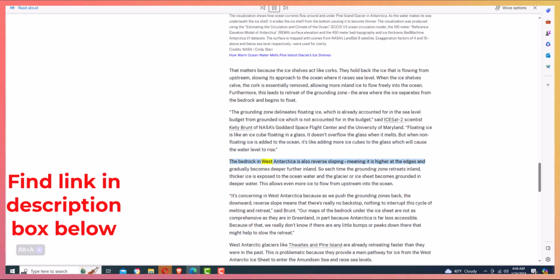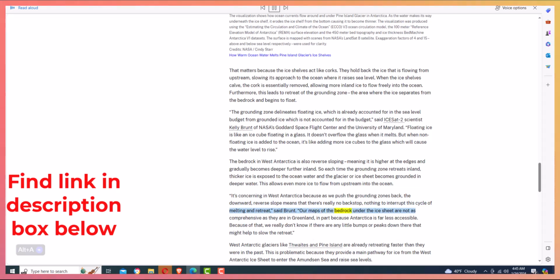The bedrock in West Antarctica is also reverse sloping, meaning it is higher at the edges and gradually becomes deeper further inland. So each time the grounding zone retreats inland, thicker ice is exposed to the ocean water and the glacier or ice sheet becomes grounded in deeper water. This allows even more ice to flow from upstream into the ocean. "It's concerning in West Antarctica because as we push the grounding zones back, the downward reverse slope means that there's really no backstop, nothing to interrupt the cycle of melting and retreat," said Brunt.